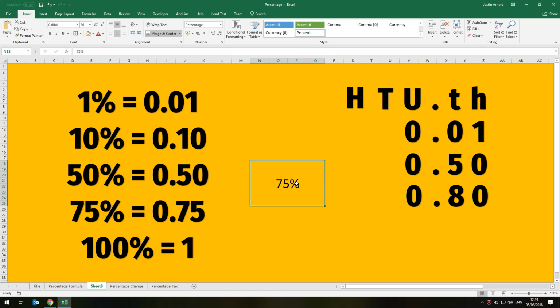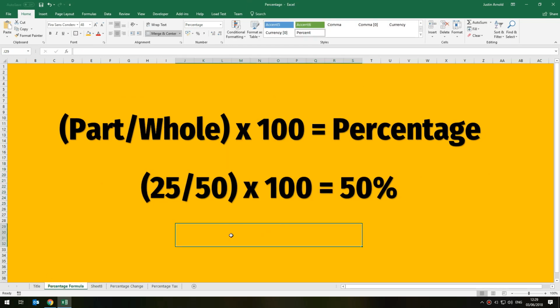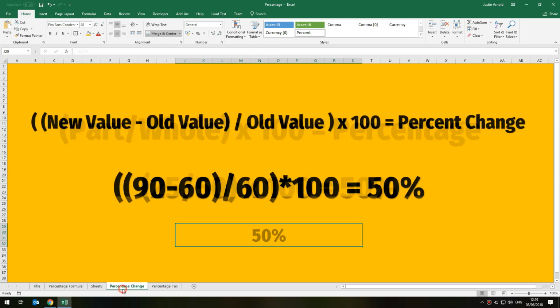And the percentage sign added. So in order to work out the percentage here, if we're doing 25 out of 50, say, it simply equals 25 out of 50. So it's your part out of your whole. That's all it is. So you write it basically as a fraction. Press enter, and then making sure you've got the percentage format here, you will have your percentage exactly as you would expect. Let's look at a couple of other examples here.